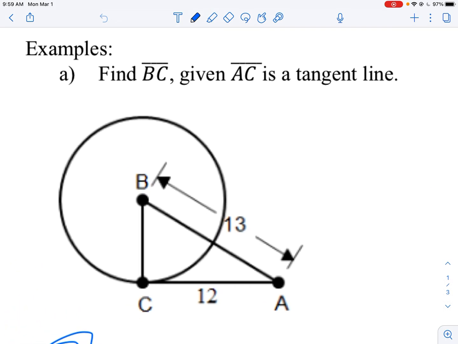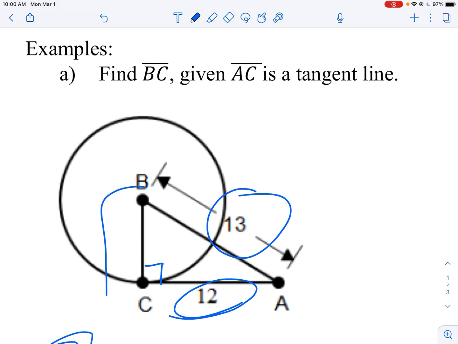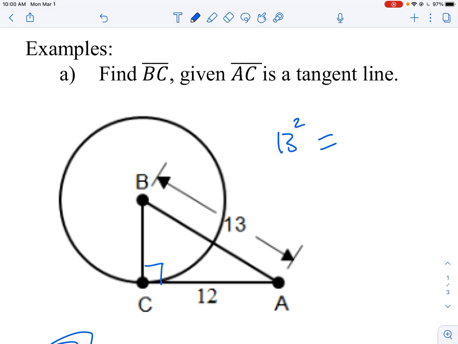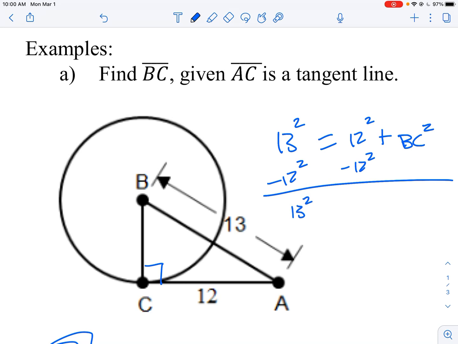And this first section here mainly deals with right triangles. Because remember, if AC, A to C here, is a tangent line, then that means this is a right angle. And if we know this distance and this distance, we could find this one through the Pythagorean theorem, right? You do hypotenuse squared equals 12 squared plus BC squared, whatever the length of BC is. And so you can subtract off 12 squared, and you get 13 squared minus 12 squared equals BC squared. And then you can square root it and find out what the distance from B to C is. So pretty quick there, just Pythagorean theorem stuff.